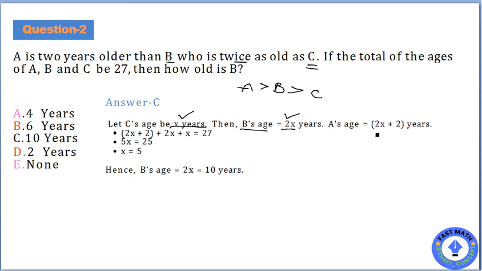And then what may be A's age? That is 2x plus 2, because A is 2 years older than B. Already we have considered B as 2x. That means A's age will be 2x plus 2 years. As per the problem, the total of the ages of A, B, C is 27. So the total of the 3 is 2x plus 2 plus 2x plus x is equal to 27. Solving the problem, 5x is 25 and x is 5.